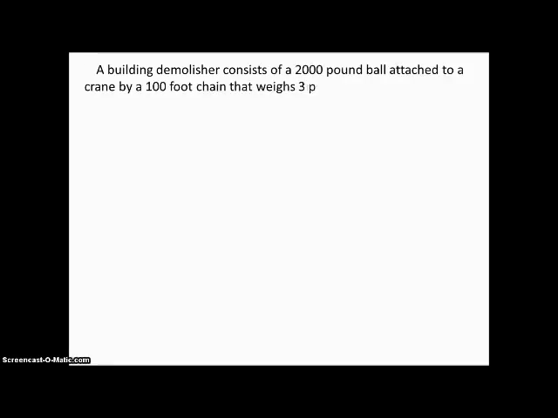Okay, another example. A building demolisher consists of a 2,000-pound ball attached to a crane by a 100-foot chain that weighs 3 pounds per foot. At night, the chain is wound upward and the ball is secured 100 feet above the ground. How much work is done by gravity on the ball and chain when it is lowered to the ground in the morning? Okay, so now the weight is going to vary depending on how much chain is being lowered.